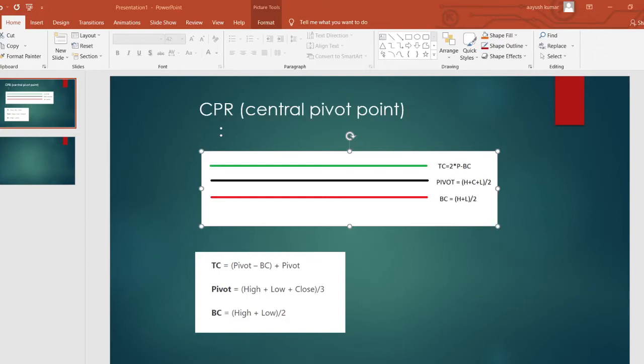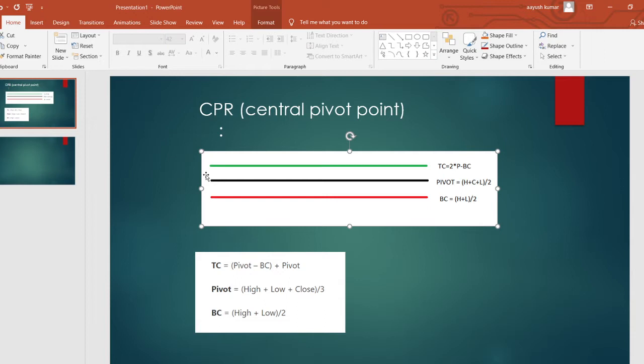Hello everyone. Hello guys. Today, with the help of CPR, Central Pivot Range, I will tell you how to choose stocks for swing trading, and it can also be used for monthly trading. The CPR method will help in finding those stocks which will have great volatility in the coming months.